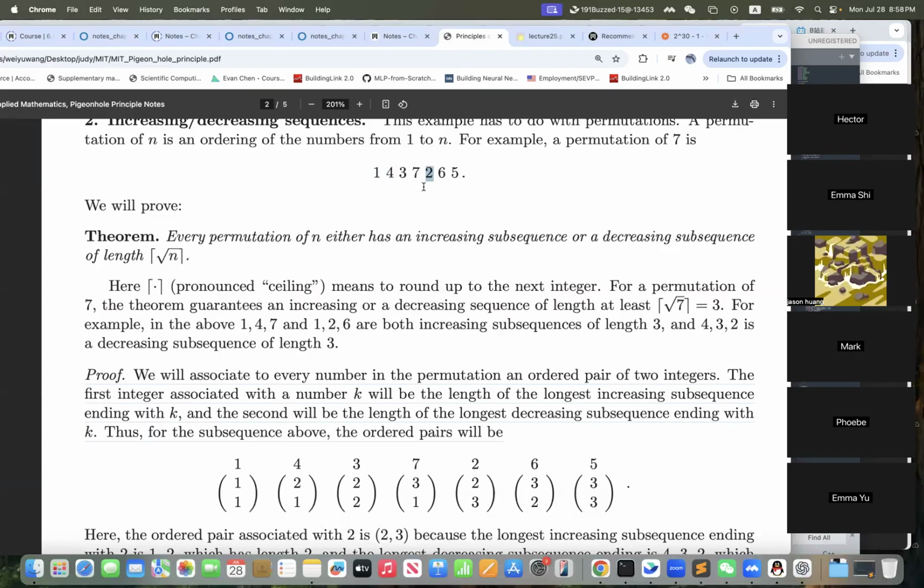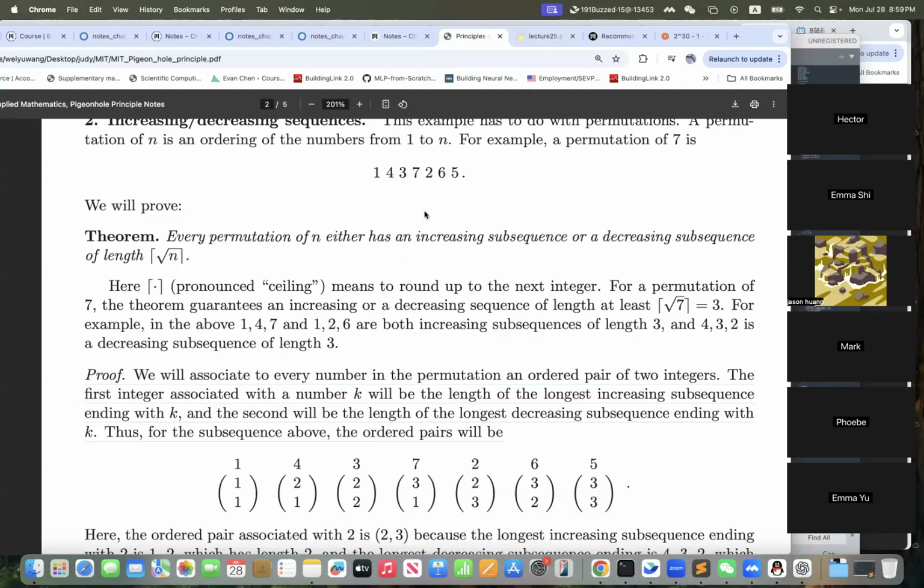And ending with 4, the increasing subsequence is of course 1, 4, right? 1, 4 is increasing. But the length of the longest decreasing subsequence ending with 4 is 1, because 1, 4 is not decreasing. In order to be decreasing, you can only be 4 itself. The number 4 is itself a subsequence, and it is of course decreasing because it only contains one number. So the length of the longest increasing subsequence ending with 4 is 2, which is 1, 4.